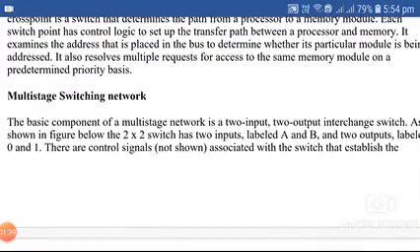Next, we are going for the multi-stage switching network. The basic component of a multi-stage network is a two-input, two-output interchange switch, as shown in the figure below. The 2x2 switch has 2 inputs labeled A and B and 2 outputs labeled 0 and 1.